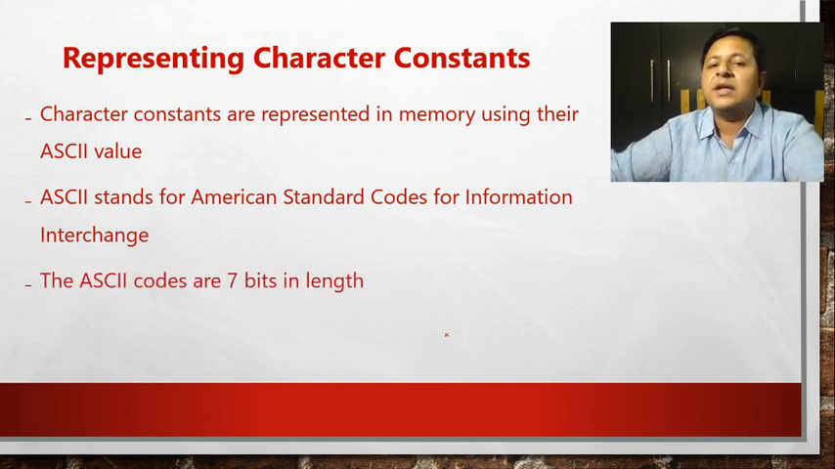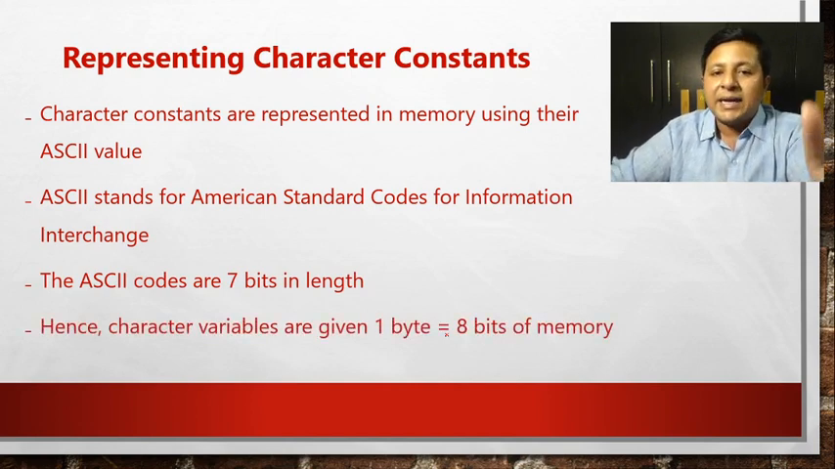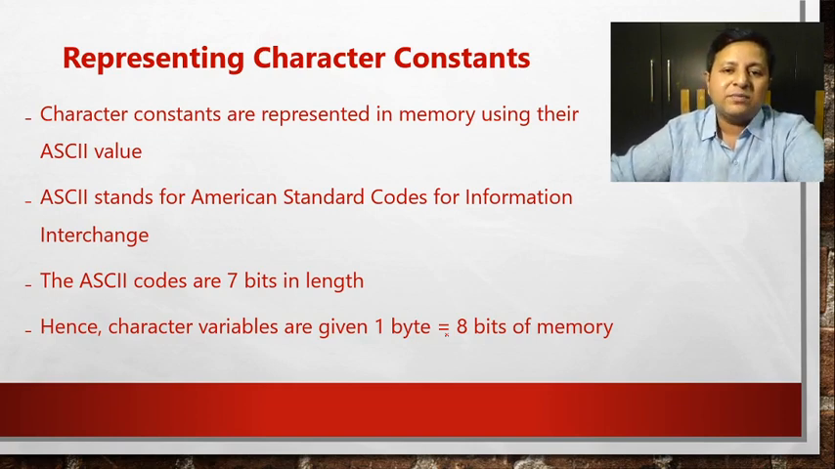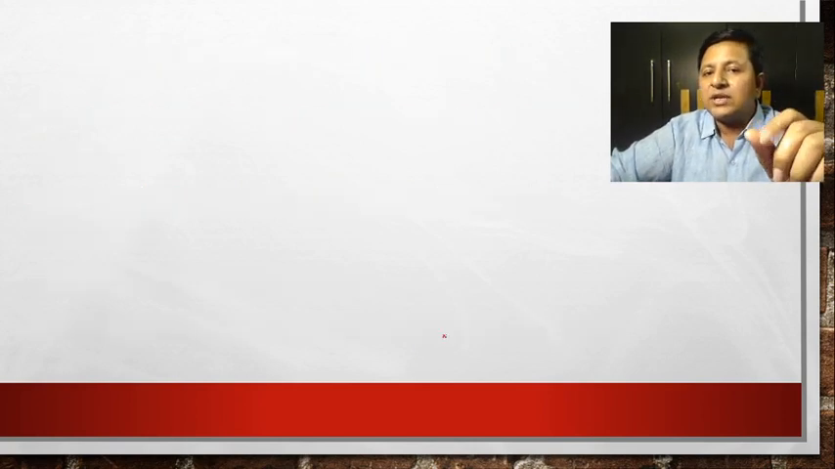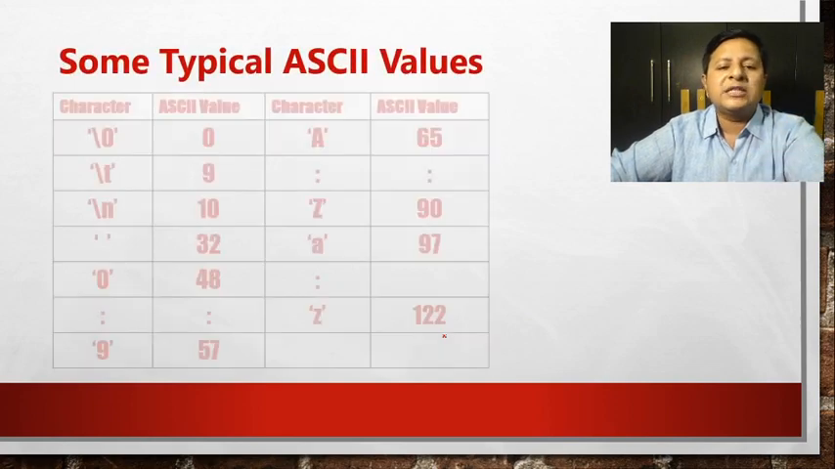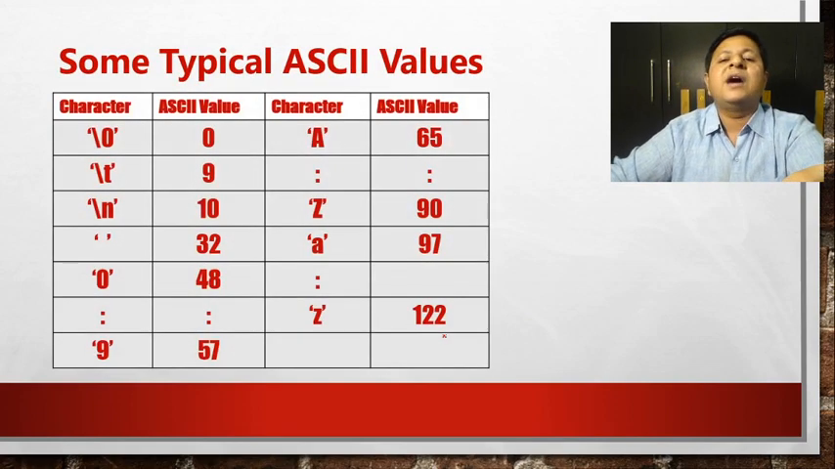And that's the reason, if you observe, the character data type is given 1 byte of memory. 1 byte is obviously 8 bits. Out of that, 7 bits are used to store the ASCII value. Fine. So that's how the overall calculation works. Now let's look at some of the typical ASCII values. As a good programmer, we should be aware of these ASCII values.